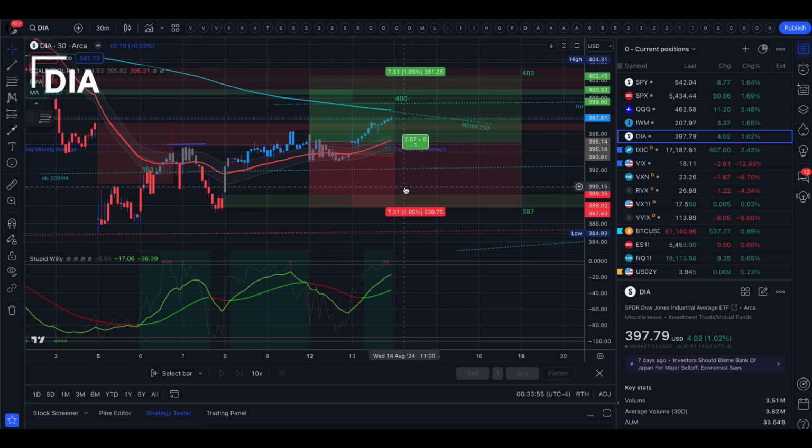So there you have it, guys. PPI did turn out to be bullish for the market today. We do still have CPI in pre-market tomorrow. That is the consumer side inflation.